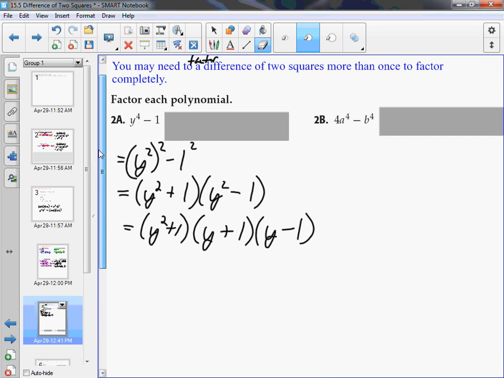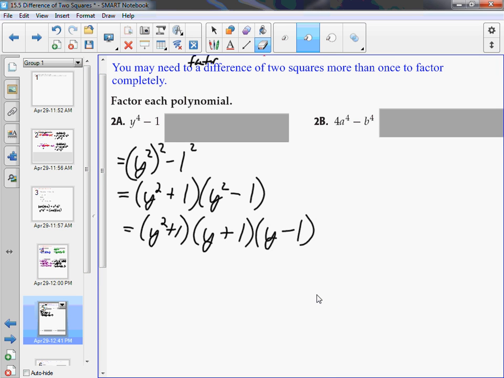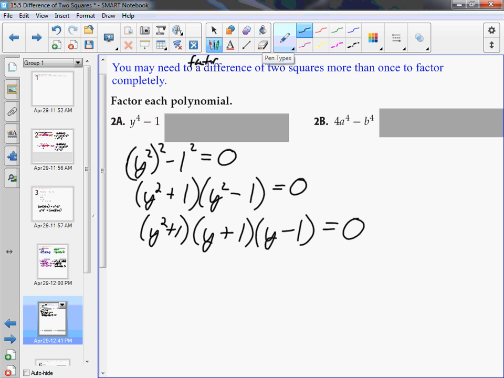Move that down. So what if all along there had been an equals 0 here? What would we do? Well, we wouldn't do anything different. But now we would use the zero product property. We've got 3 factors this time instead of the usual 2 that are multiplied together to equal 0. So y squared plus 1 equals 0, or y plus 1 equals 0, or y minus 1 equals 0.